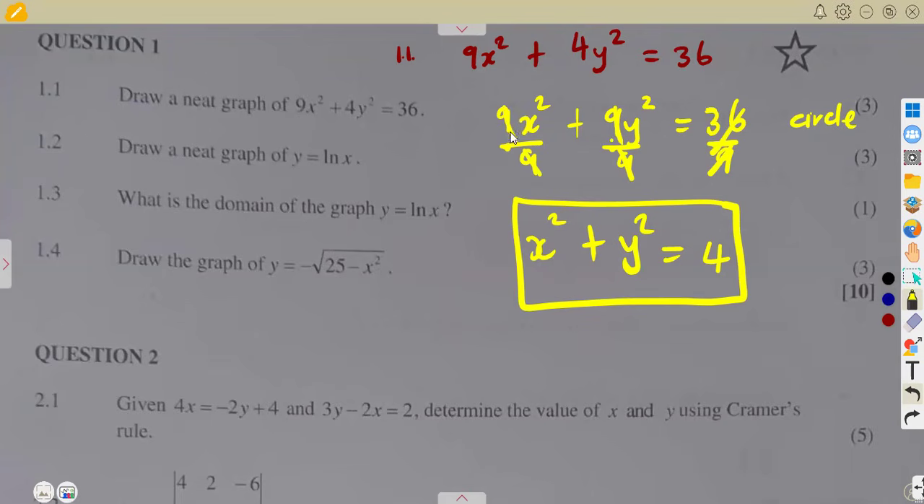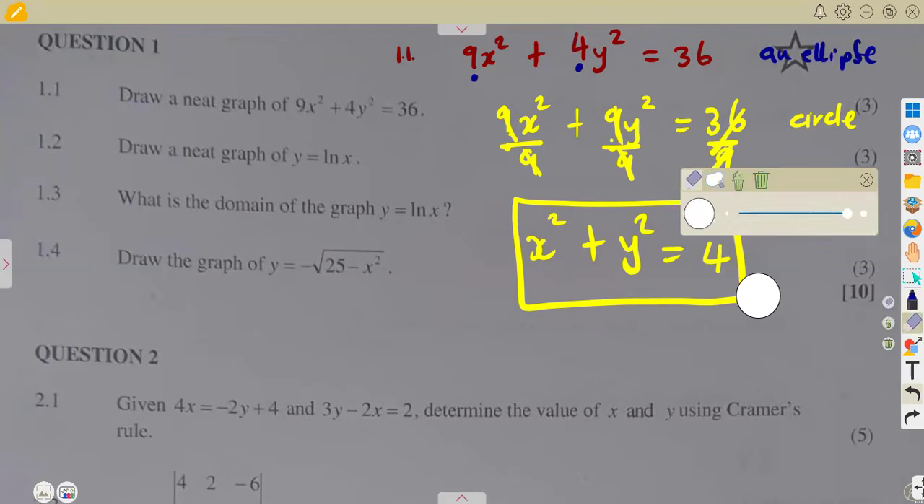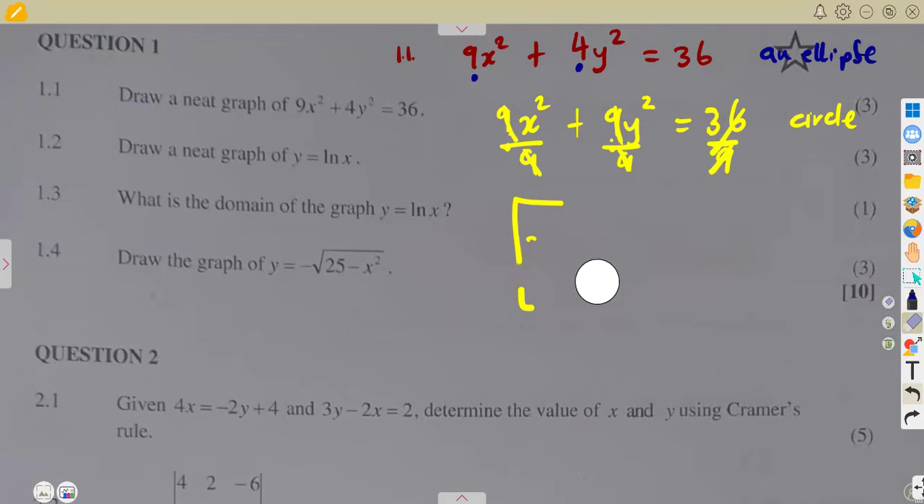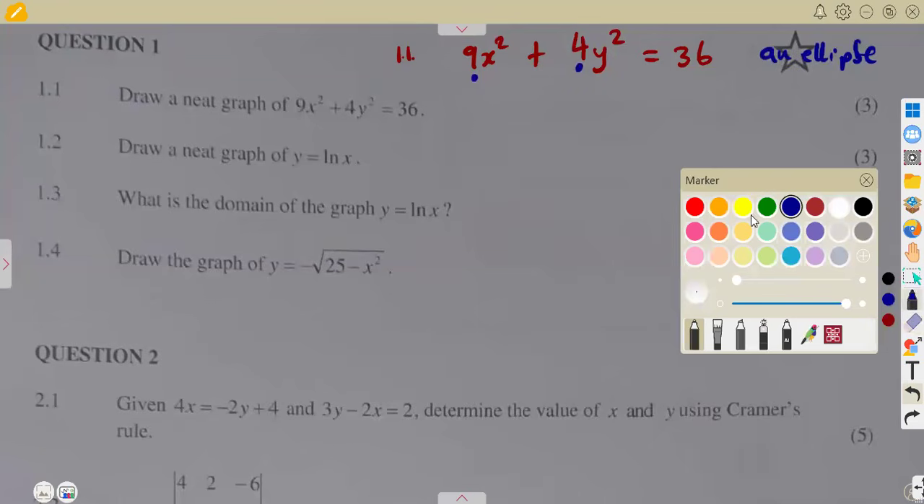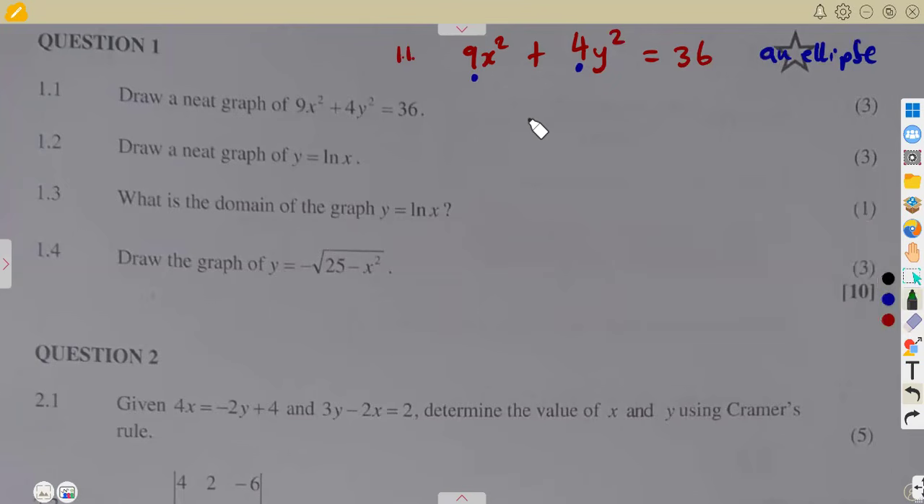If these numbers were the same, it's a circle. But these two numbers are different. That's a 9, that's a 4. So this one, it is an ellipse. So it just has similar properties, just like a circle, remember, from your N3, all right? So in order for you to have this, what is important for you is to determine the intercepts, which is the x-intercept and also the y-intercept.